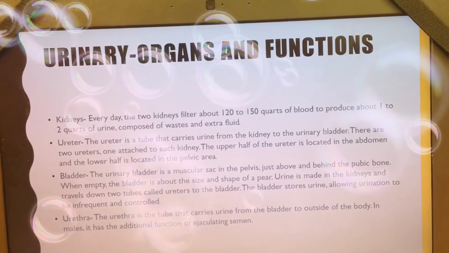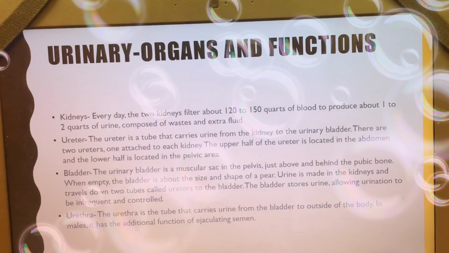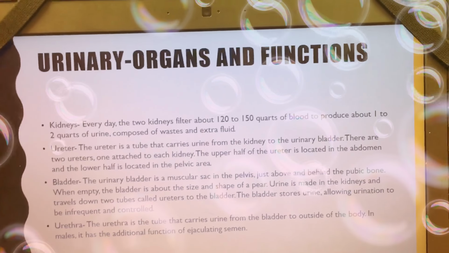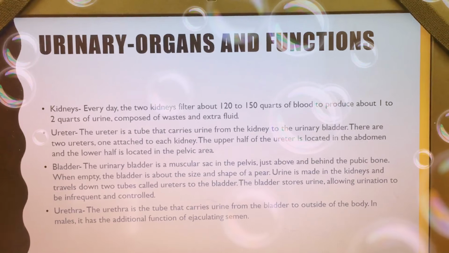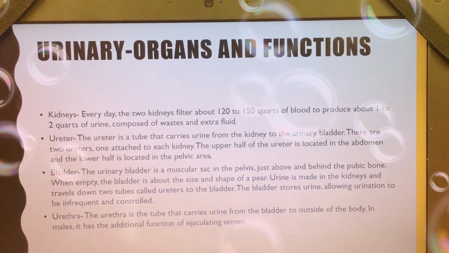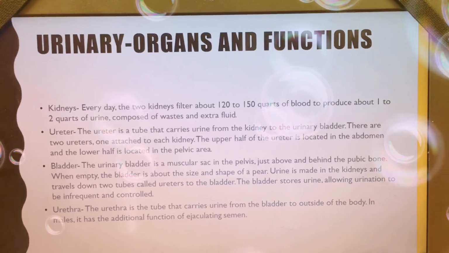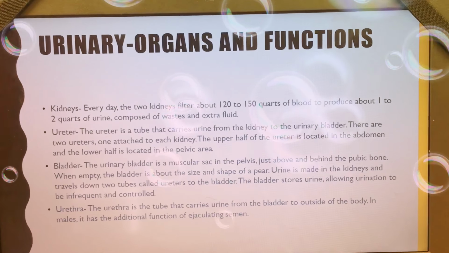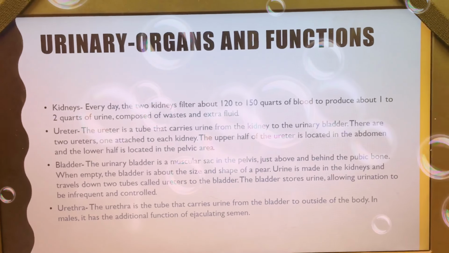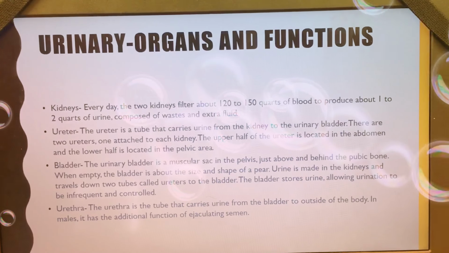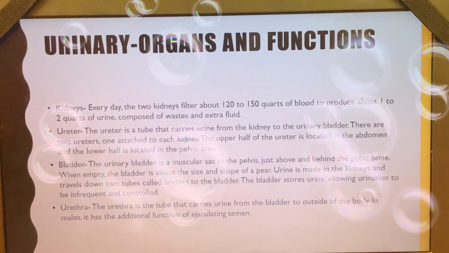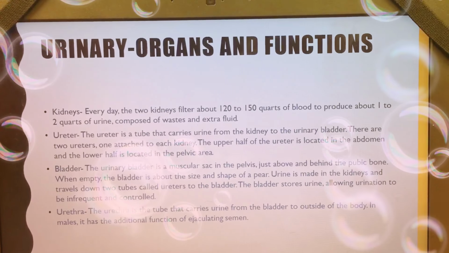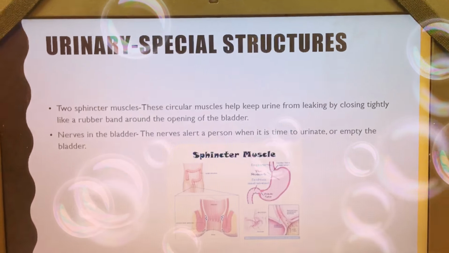The bladder. The urinary bladder is a muscular sac in the pelvis, just above and behind the pubic bone. When empty, the bladder is about the size and shape of a pear. Urine is made in the kidneys and travels down tubes called ureters to the bladder. The urethra is a tube that carries urine from the bladder to outside of the body. In males, it has the additional function of ejaculating semen.